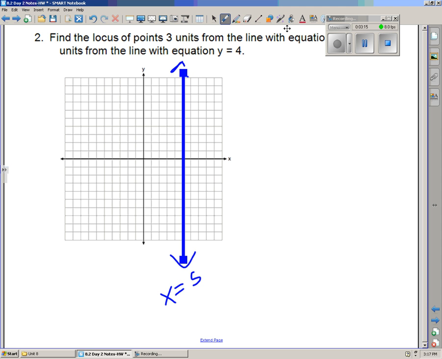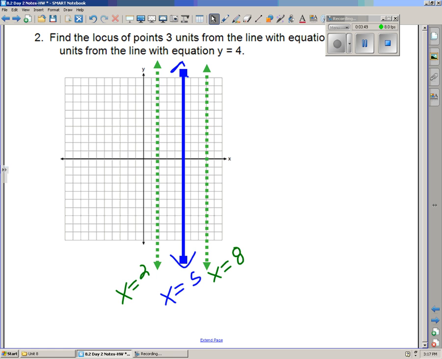And now I also have a given line that is going to be y equals 4, but I'll do that one in a second. Let's look at the x equals 5 for a second. I want to be 3 units away from x equals 5. So I better have 2 more vertical lines parallel to this, and they're 3 units away. So 1, 2, 3, and then 1, 2, 3. So these loci happen to be x equals 2 and x equals 8. That's the first condition. The second condition is I've got to deal with the line y equals 4. So I'm going to go to y equals 4.